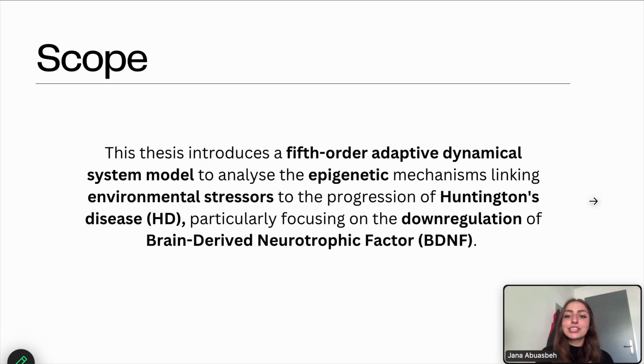Now for an introduction, in one long sentence, this thesis introduces a fifth-order adaptive dynamical system model to analyze the epigenetic mechanisms linking environmental stressors to the progression of Huntington's disease, or HD as I will refer to it sometimes, particularly focusing on the downregulation of brain-derived neurotrophic factor, or BDNF. BDNF is a protein that's crucial for neural survival in Huntington's disease.